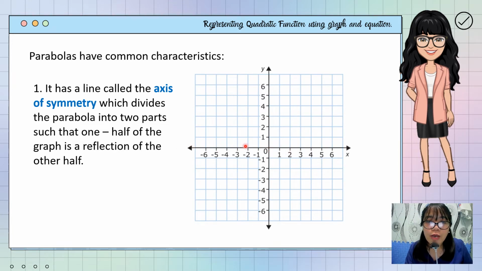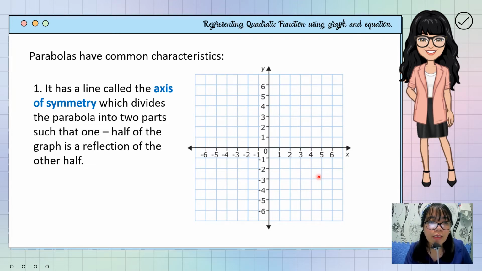Now, for your x-axis, if you are going to the right side, those are the positive values. Going to the left side of the x-axis, we will have the negative values. And for your y-axis, if you are going above, we will have the positive values, and below, we will have the negative values.